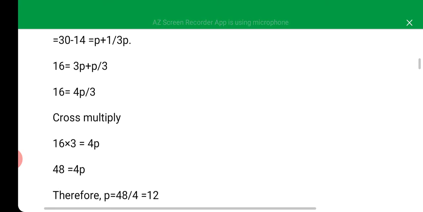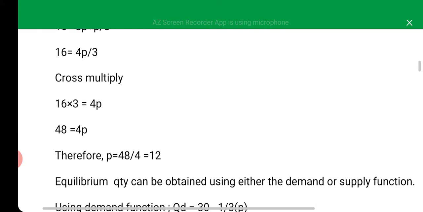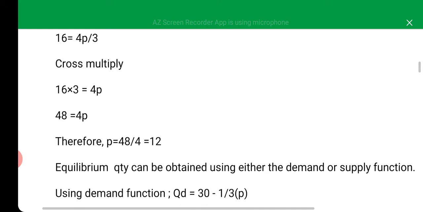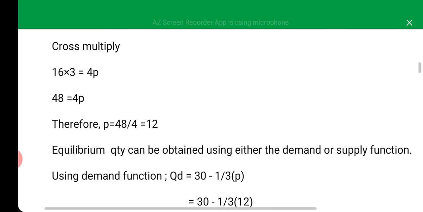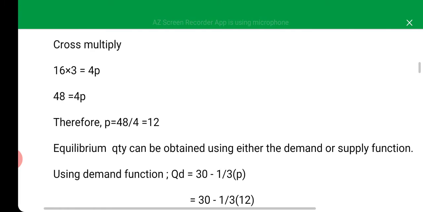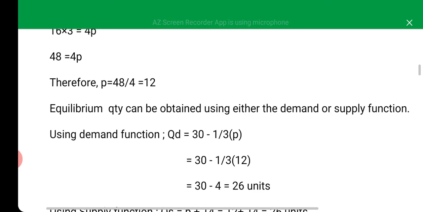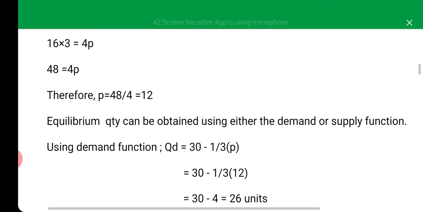When we find the LCM, 3P plus P all over 3. So 16 equals 4P all over 3. Cross multiply. We have 16 times 3 equals 4P. 4P therefore equals 48. P therefore is equal to 48 divided by 4, which is 12. Meaning that the equilibrium price is 12 naira.